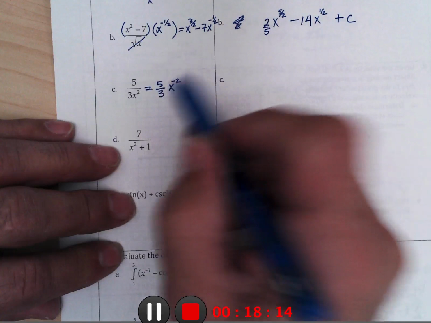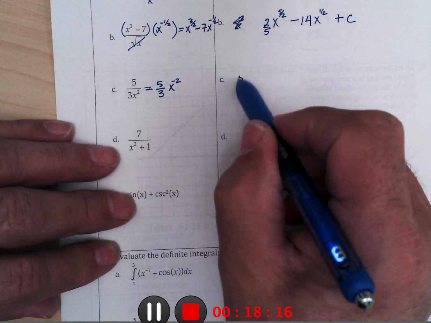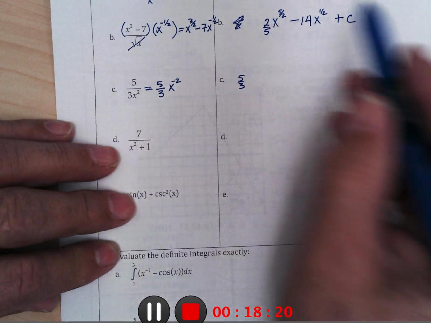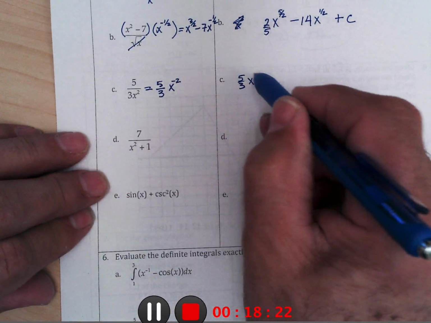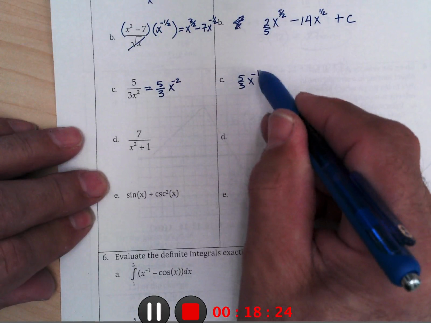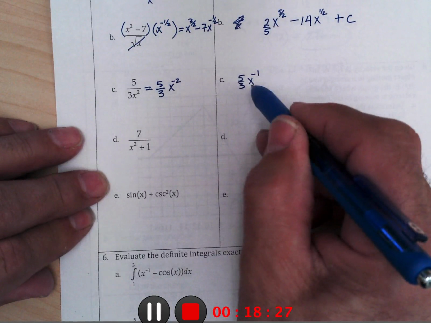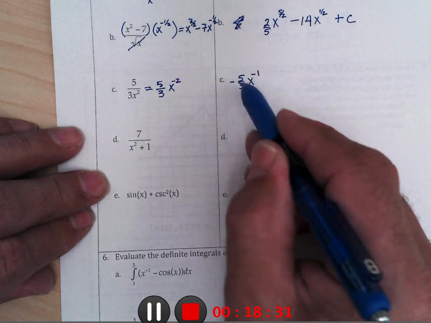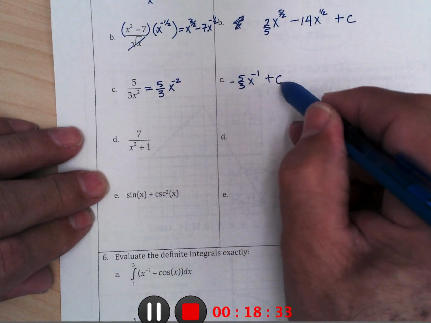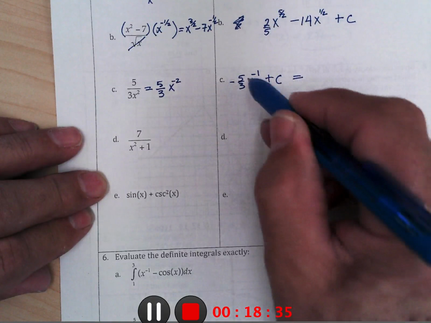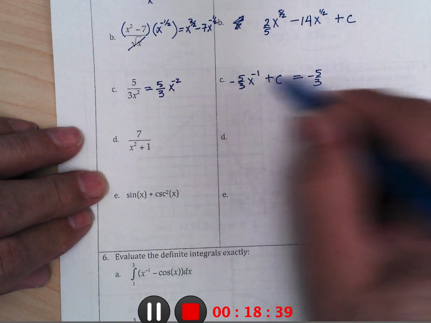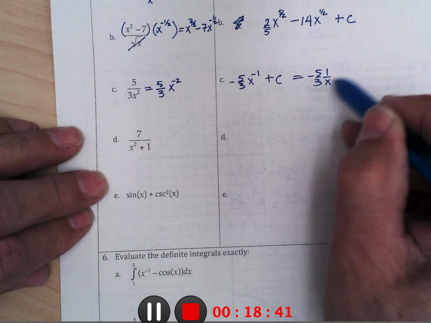The 5/3 stays. Adding 1 to minus 2 is minus 1, so I get x to the minus 1, but I have to divide by my new power, minus 1. Well, dividing by minus 1 is the same as multiplying by minus 1, so I get this, plus c, or negative 5/3 times 1 over x plus c.